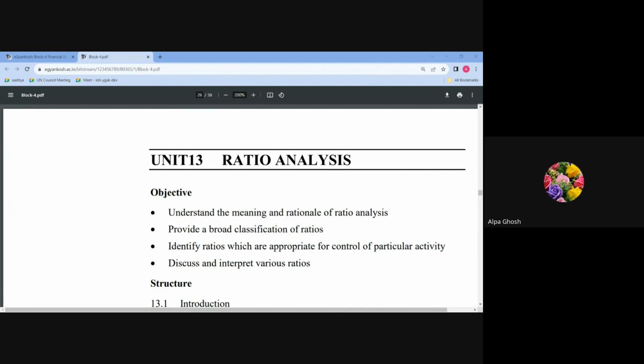Okay, so let's start with the next unit. It talks about ratio analysis.